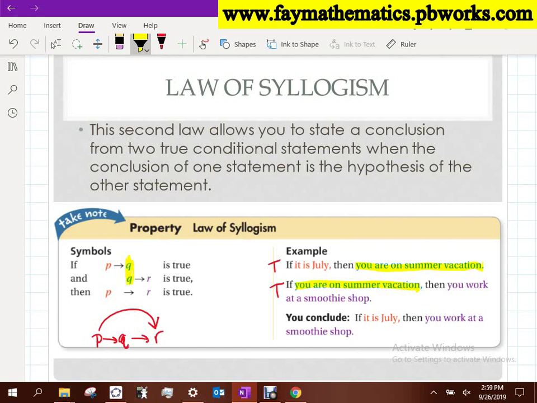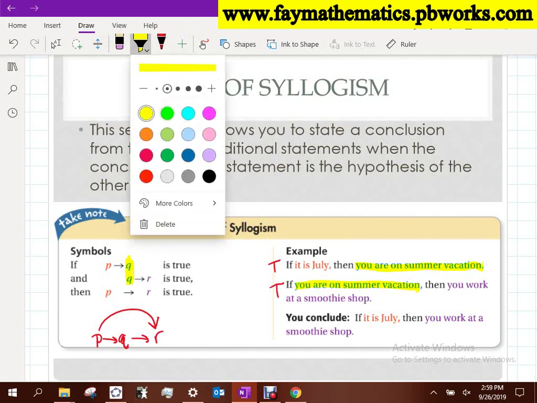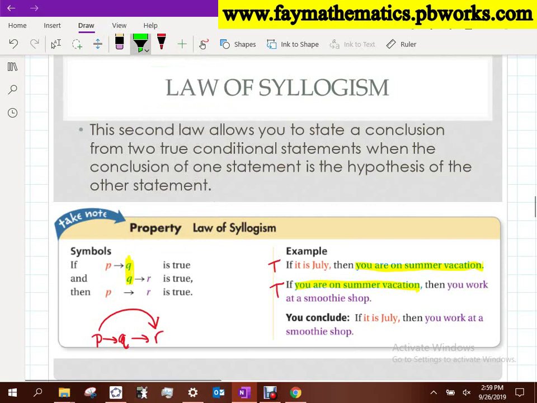Because those two things match, you can create a new statement, and the new statement is going to be that thing right there followed by that thing. Okay? And you see there it says you conclude, if it is July, then you work at a smoothie shop. And we can be guaranteed that that is true. Okay? Is that all right with everybody?